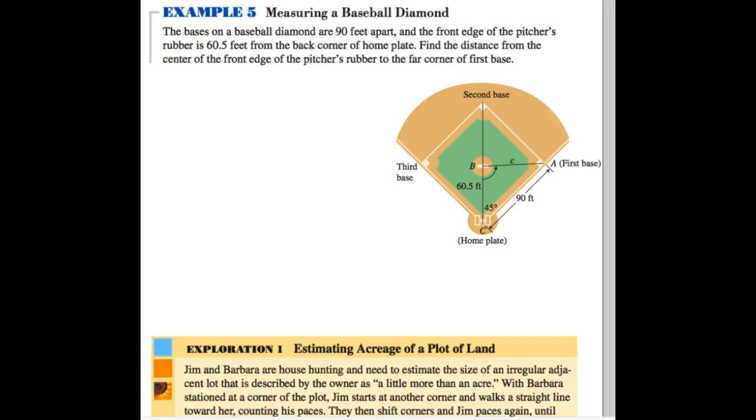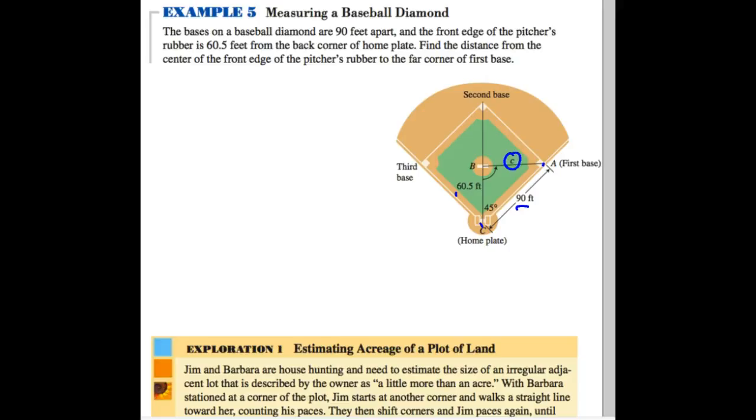All right, our third example. It says the bases on a baseball diamond are 90 feet apart and the front edge of the pitcher's rubber is 60.5 feet from the back corner of home plate. All right, so take a look at our picture. We are told the distance here from home plate to first base is 90 feet and from home plate to where the pitcher is 60.5 feet. It says to find the distance from the center of the front edge of the pitcher's rubber to the far corner of first base, which means we're looking for this section C here.